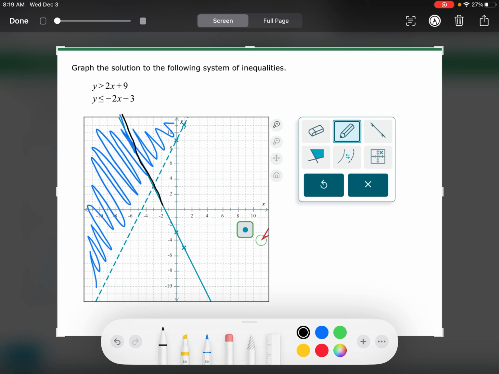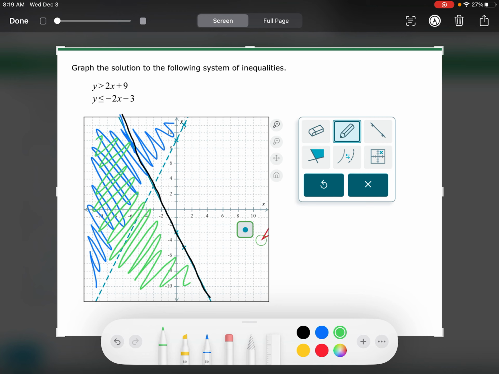Our bold line is this one right here, right? That was the second line we drew. Since it says y is less than, that means we're going to shade below this line. And I'm going to do that with a different color. So I'm going to shade everything below this line. And there we go.